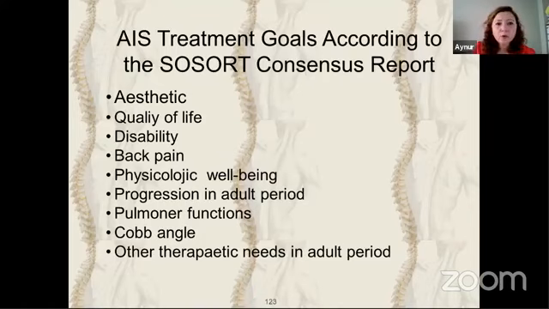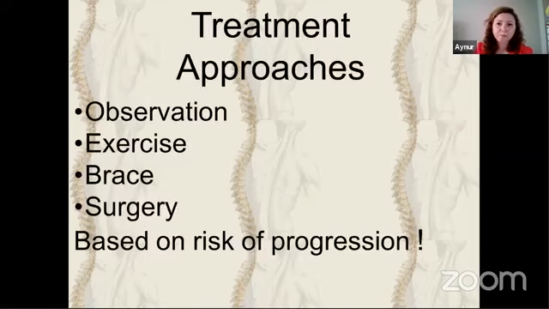Adolescent idiopathic scoliosis treatment goes according to the SOSORT consensus report. They need to improve aesthetics, quality of life, disability, back pain, psychological well-being, progression in the adult period, pulmonary functions, cosmesis, and other therapeutic needs in the adult period. Let's come to the treatment approach.